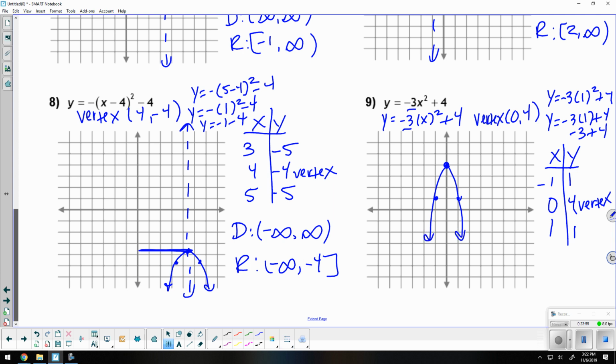And again, throwing this on here, domain and range. Our domain, still all reals, negative, positive. The range, since it is downward facing again, it starts at negative infinity and works its way up to the vertex, which is up here at 4 on the y-axis. So that would be from negative infinity to positive 4.